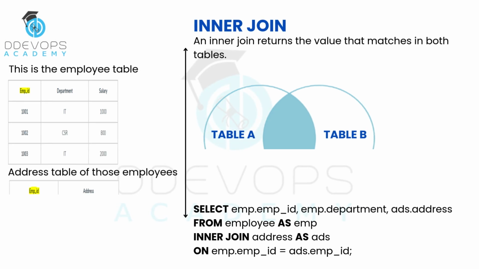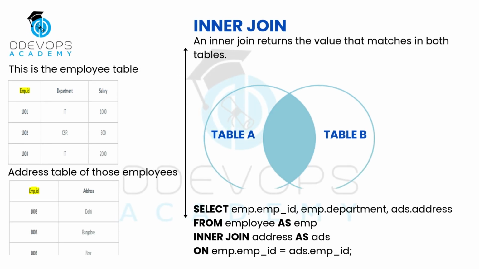Inner join in SQL. When we need data from two tables, like employee details and their addresses, inner join helps us combine them, matching rows where a common column, like EMPID, exists in both. The result includes only those employees who have a corresponding address entry. It's perfect for merging related data across tables.